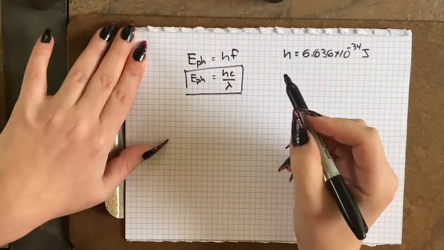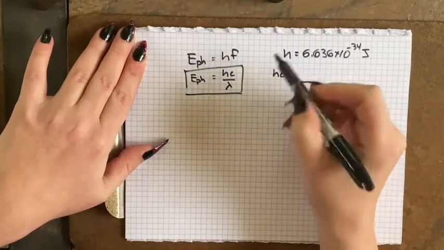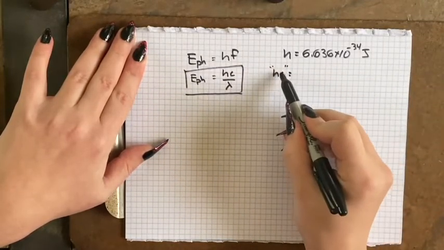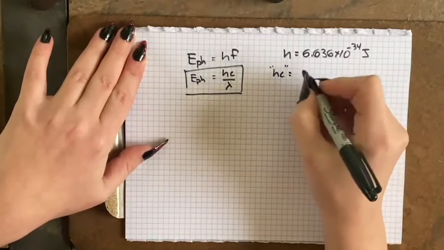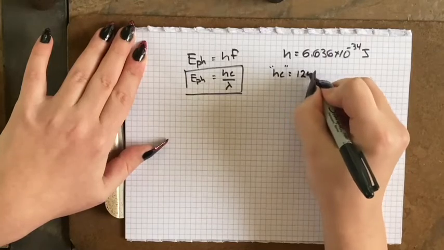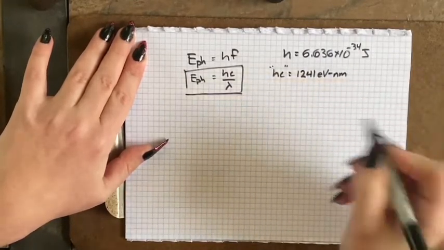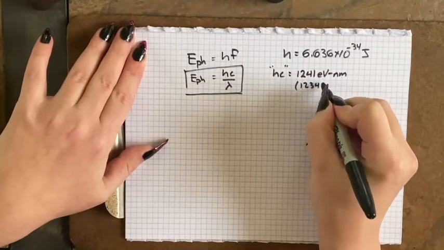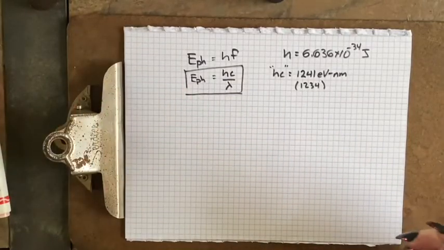Okay, what else is great about this? hc. I can treat this like one combined variable or combined constant. I already know these two values, so I can just multiply them and set that number aside for future reference. And when I do it, I get 1241 eV times nanometers. Depending on your instructor, you might see it as 1, 2, 3, 4 eV nanometers. It's just easier to remember, but it's slightly off.